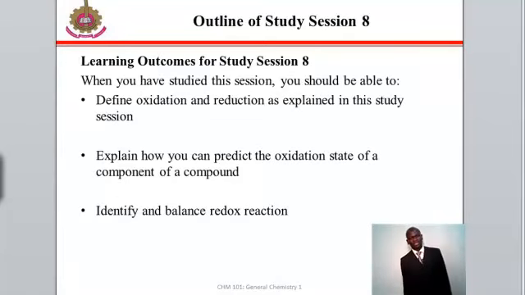At the end of this study session, you are expected to be able to do the following. 1. You should be able to define oxidation and reduction as explained in the study. The second thing you are expected to have learned is how to predict oxidation states of the components of a compound. And lastly, you are expected to know how to balance a redox reaction.